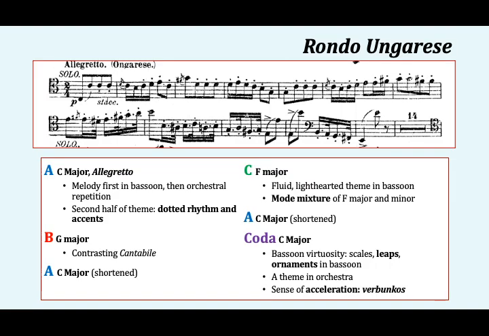A rondo is a type of classical form that just means a return to an A theme with contrasting sections. So if you get lost, just hang on to the A theme. It will always come back.